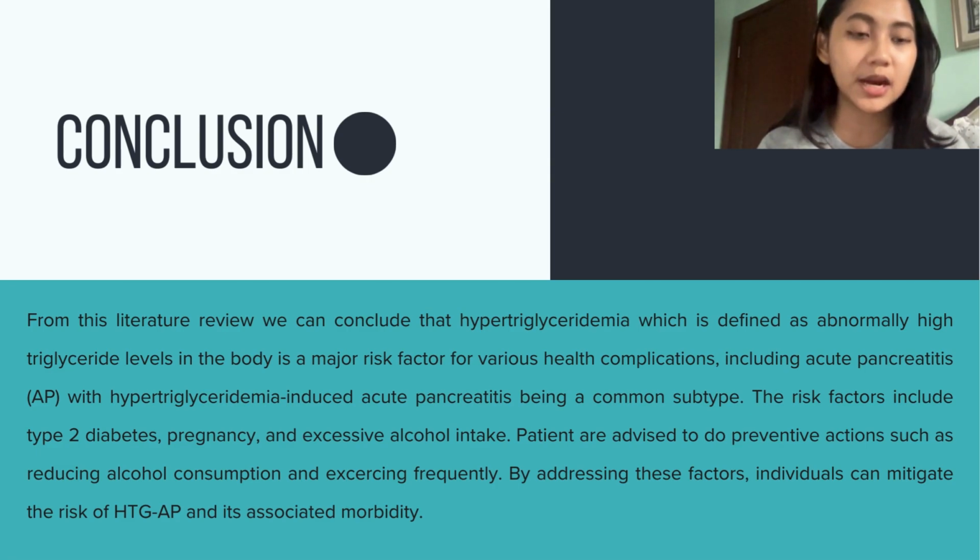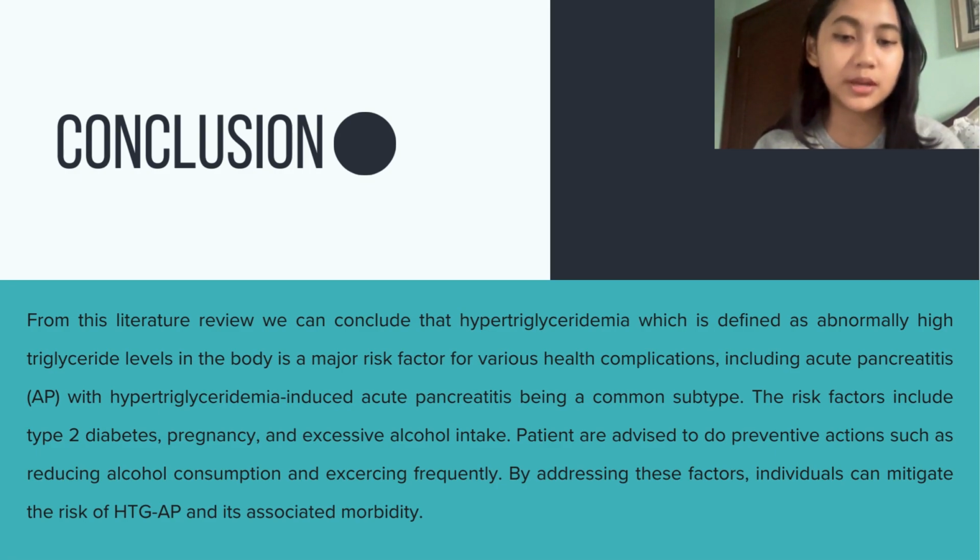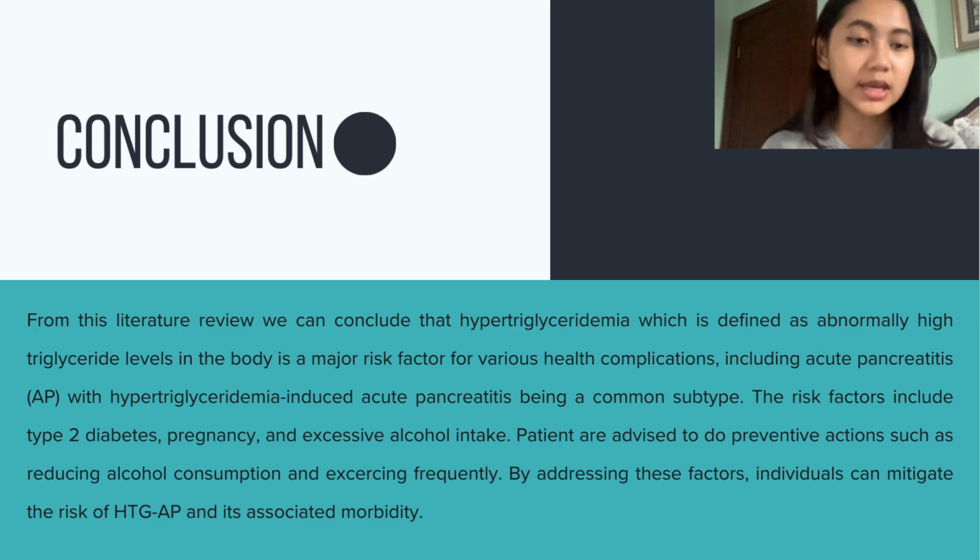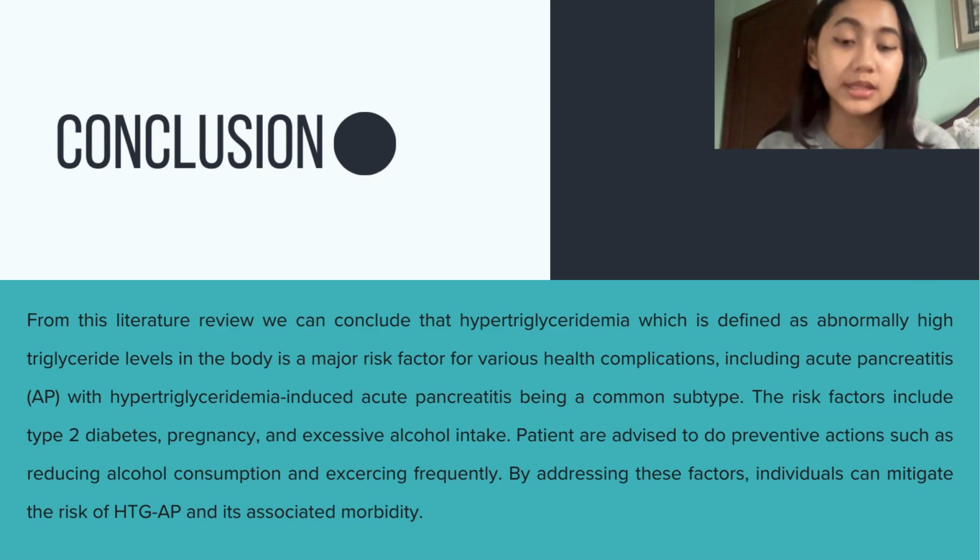So the conclusion for this literature review is that hypertriglyceridemia, which is defined as abnormally high triglyceride level in the body, is a major risk factor for various health complications, including AP, with HTG-AP being a common subtype. The risk factors include type 2 diabetes, pregnancy, and excessive alcohol intake. Patients are advised to take preventive actions such as reducing alcohol consumption and exercising frequently. By addressing these factors, individuals can mitigate the risk of HTG-AP and its associated morbidity.